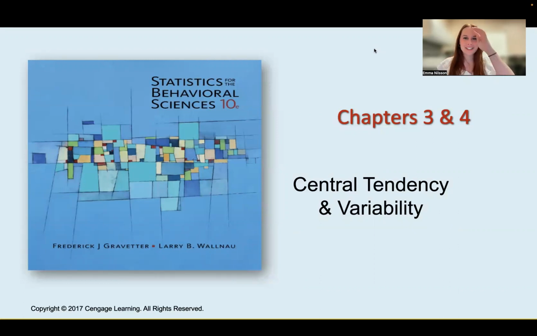Today, we're going to be digging a little deeper into some of the descriptive statistics that we talked about in the last lecture, specifically central tendency and variability. We're going to split this lecture up into two parts. The first part, we're going to focus on central tendency, then we'll take a break, and then we'll come back and talk about variability in the next video.